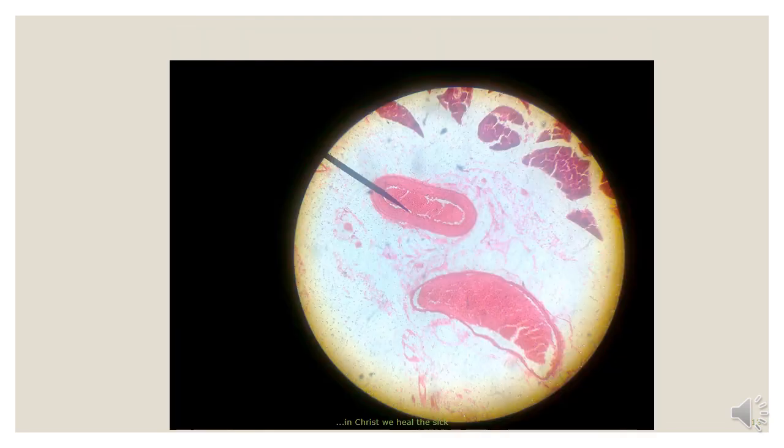Here we have another slide showing both the muscular artery and the muscular vein. And in this particular slide, the lumen of these vessels contain blood cells. Now, the artery, even though it appeared compressed because of the process of tissue preparation it went through, we can still identify it by the presence of its thick muscular wall and the small lumen compared to the corresponding muscular vein, which has a large lumen and a thin wall.